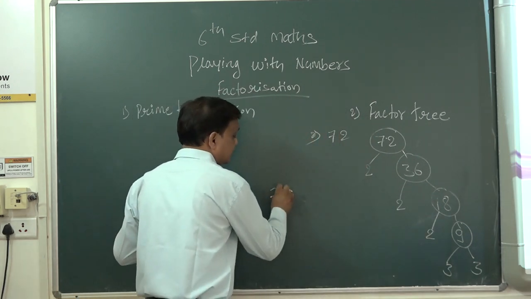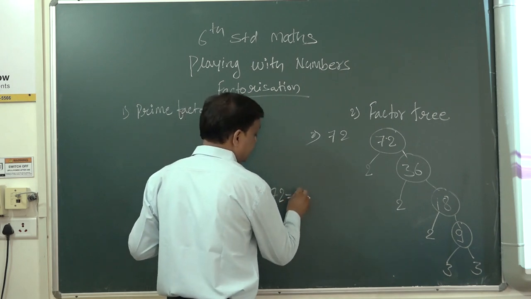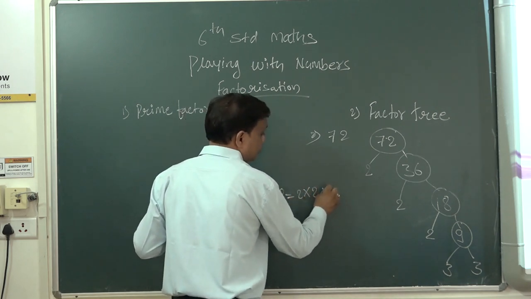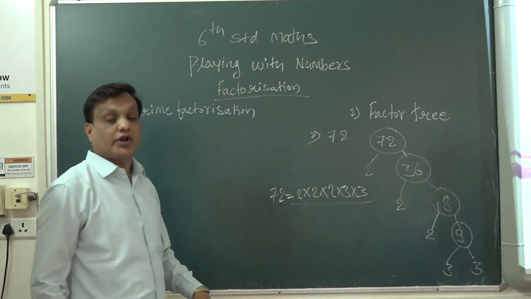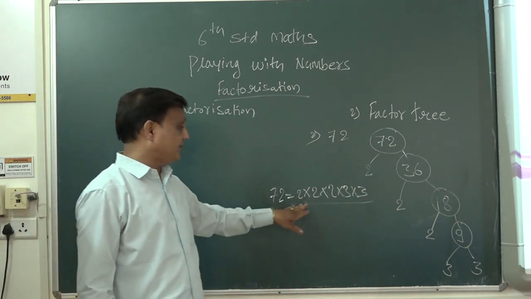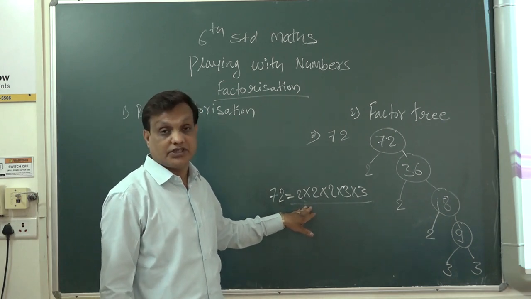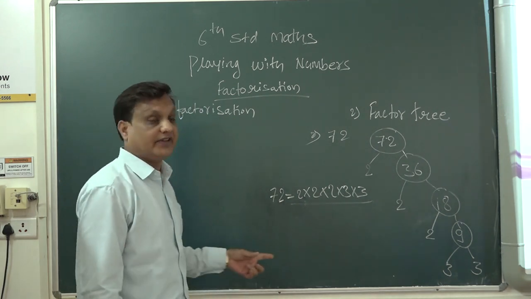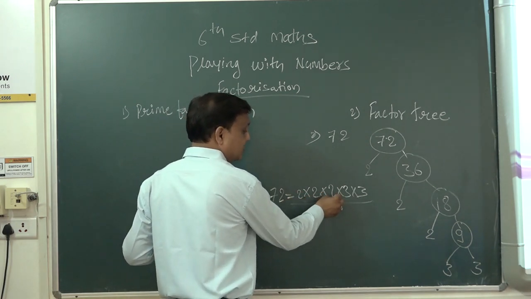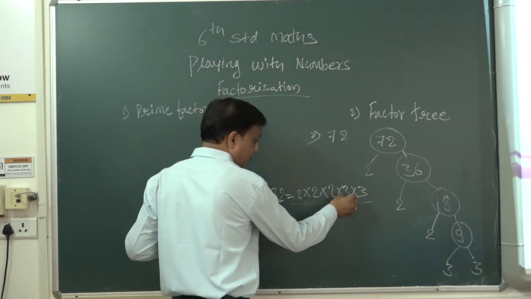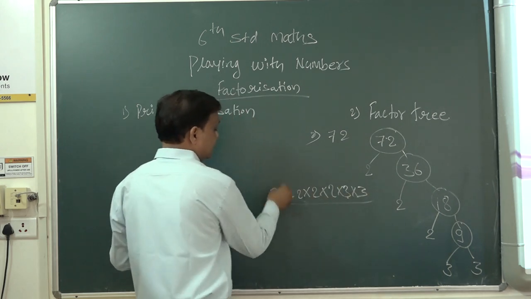So what you have to do? We have to check whether the answer is right or wrong by putting here 2 into 2 into 2 into 3 into 3. Now if you find the product of the prime numbers, these are the prime factors. So what is the answer? Now we will check whether the answer is right or wrong. 2 2s are 4, 4 2s are 8, 8 3s are 24, and 24 3s are 72.